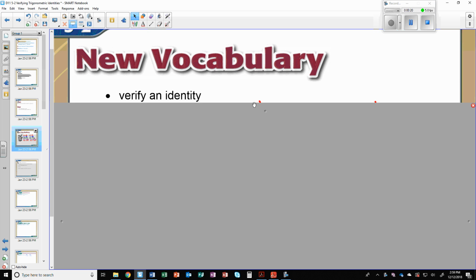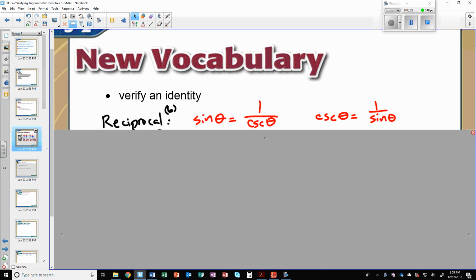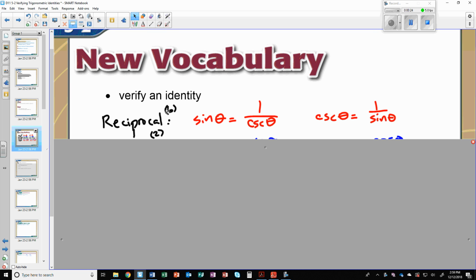Now, the first thing we started off with were reciprocal identities. There were 6 of them. And so here I have the 6. We found that sine theta is the same thing as 1 over cosecant theta. And cosecant theta, for that matter, would be 1 over sine theta. They were reciprocals of one another.